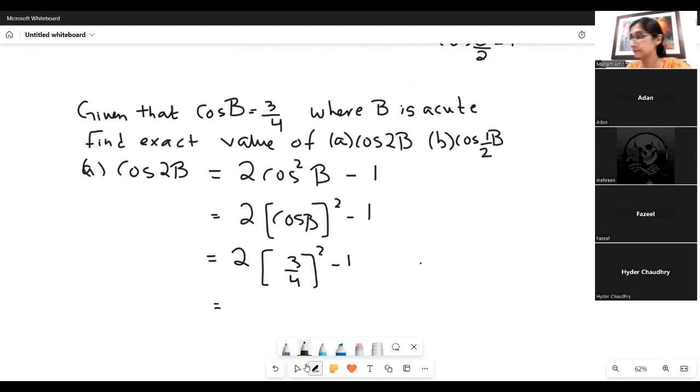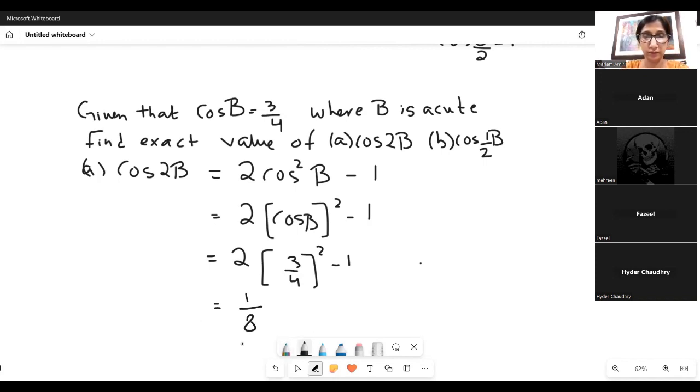Please give me the answer. Everyone sits without a calculator. 2 times 3 by 4 whole square minus 1 is 1 by 8. So the answer is 1 by 8 for part A.